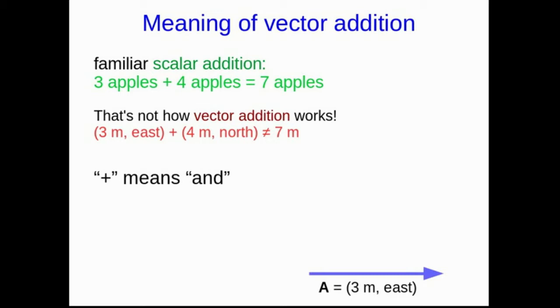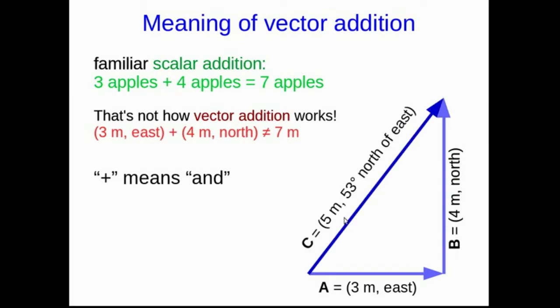If you start at some location, you walk 3 meters east, and, notice the and, then you walk 4 meters north. What is your total displacement vector? Well, it certainly isn't 7 meters long. Your total displacement vector is going to be a vector that points from where you started to where you finished up. And so there it is, and a little bit of trigonometry will show you that it's 5 meters, roughly 53 degrees north of east.